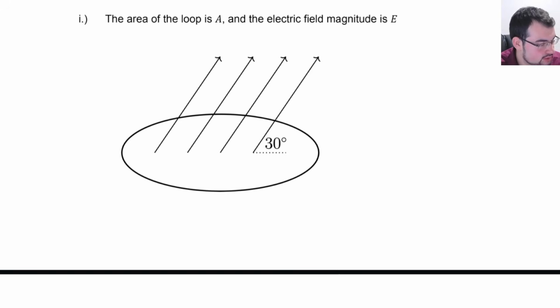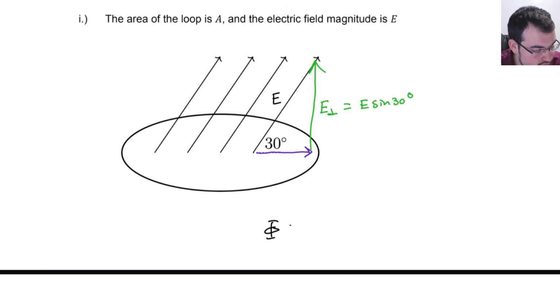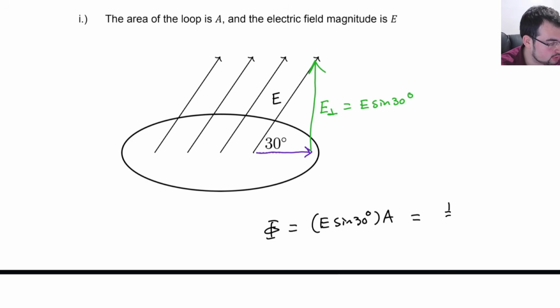Like, for example, in this one, we see that this component of the E field is not piercing the loop, but this component of the E field is. So this is my E perp. It says our E field is E. So our E perp here is going to be E times sine 30 degrees, because sine is opposite. So my flux is just going to be E sine 30, which is the perpendicular component, times A, or since sine 30 is 1/2, this is just 1/2 EA.